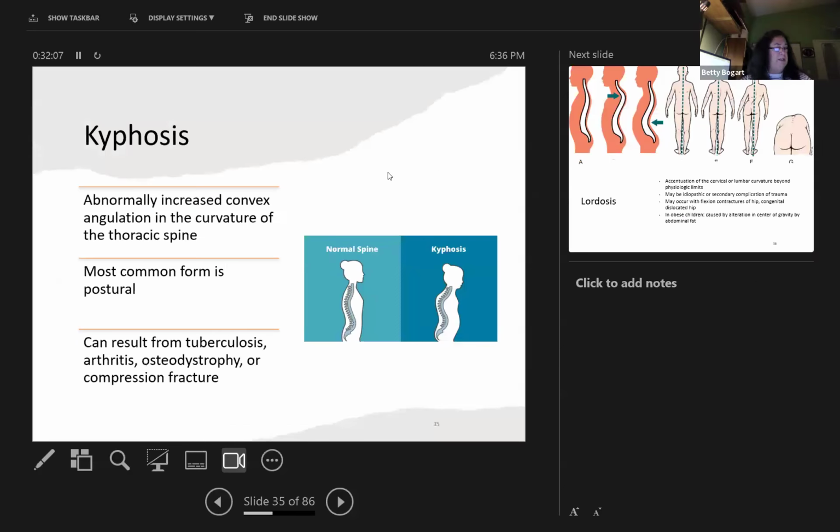Now, there are 3 different types of spine problems. One is in the thoracic spine, and they're humped over. I call them a humpback. You can see it. Usually older people, you see them bent over, as I call it, humpback.